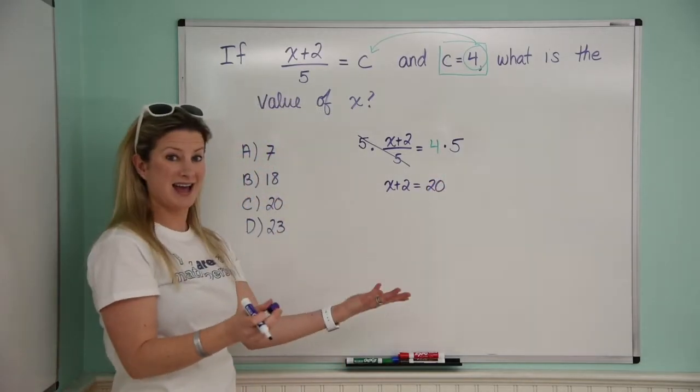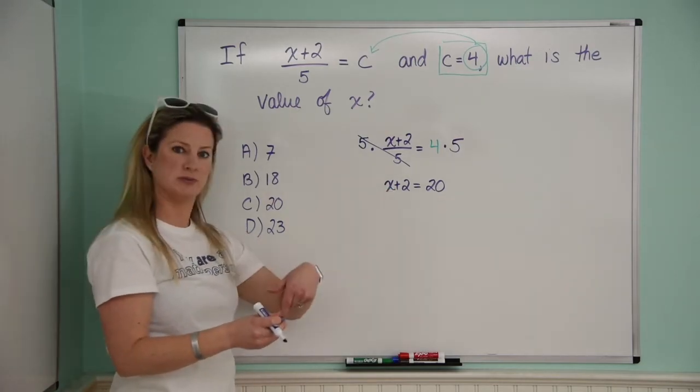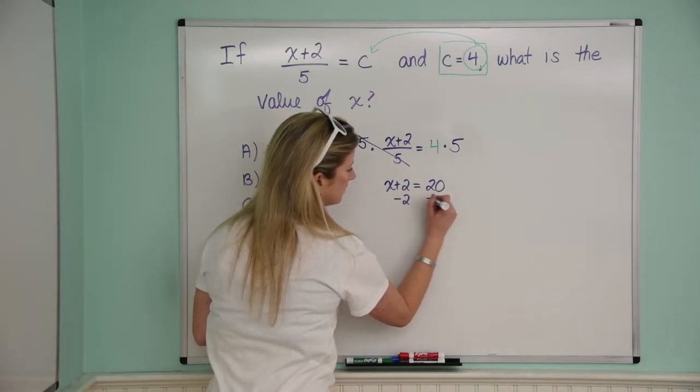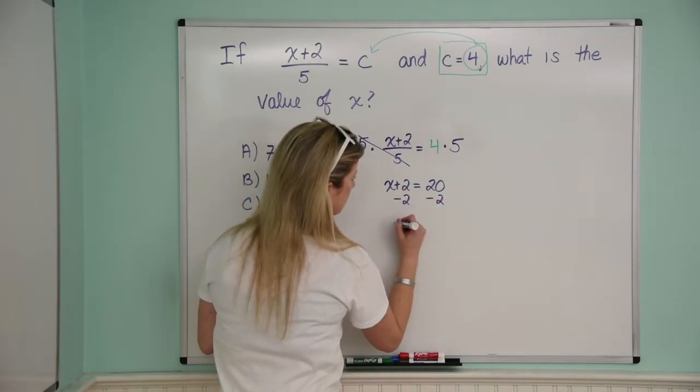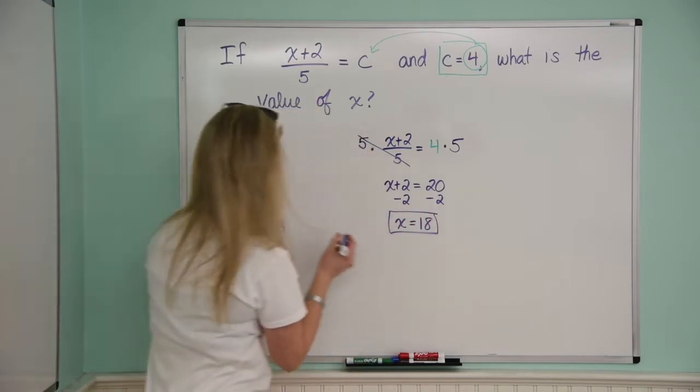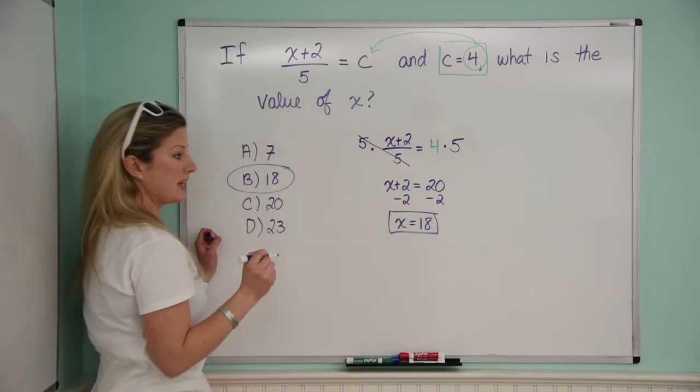Now we want to isolate x. We've got a plus 2. How do we undo plus 2? We subtract 2. We undo addition with subtraction, so subtract 2 from both sides. We end up with x equals 18. Boom. And so our answer will be B.